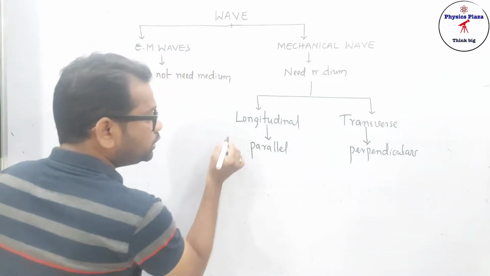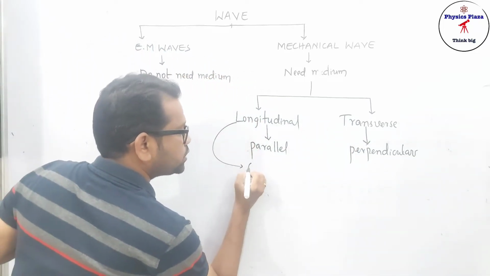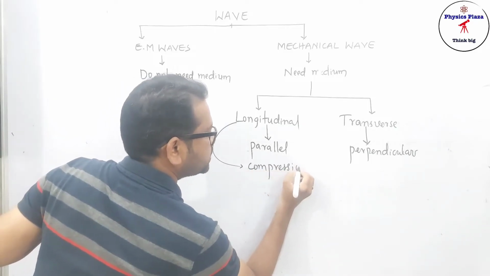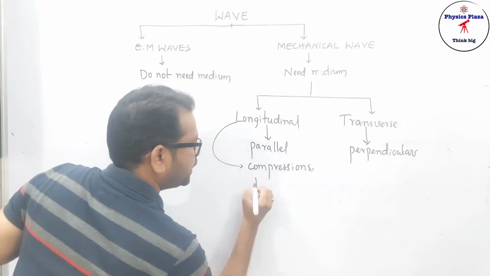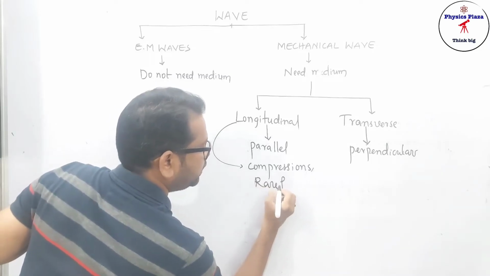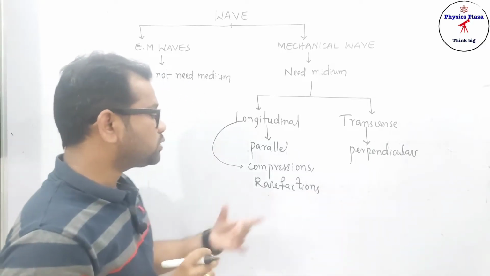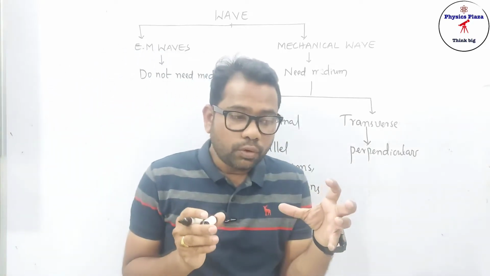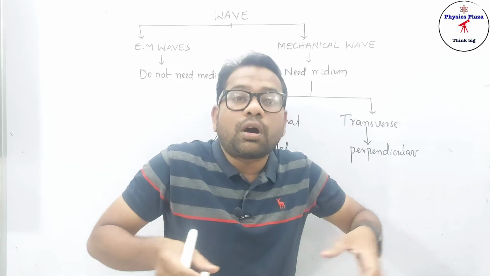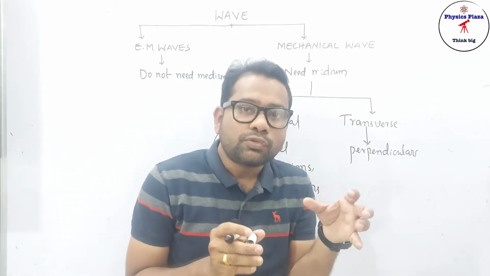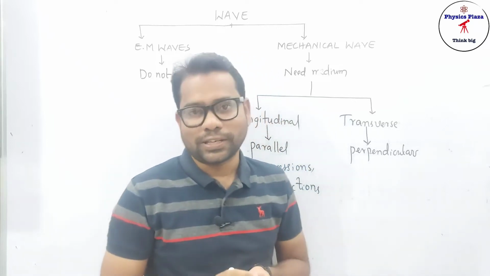Children, during the propagation of a longitudinal wave, compressions, very important, and rarefactions are formed. Compressions mean what, children? The regions where there is more molecular density. Whereas rarefactions mean the regions where the molecular density is very less.